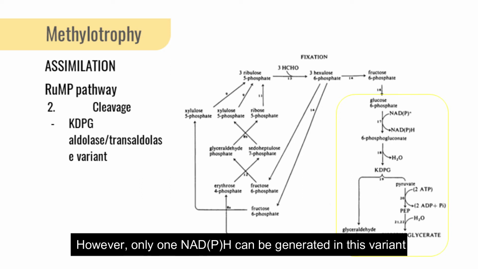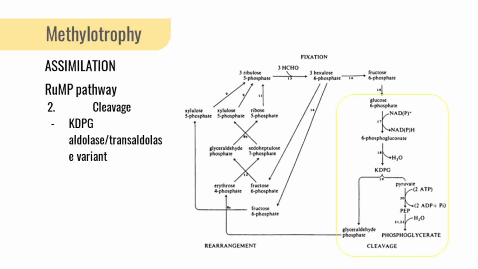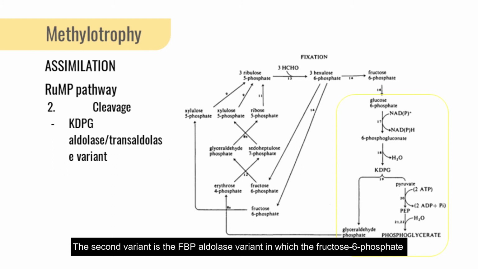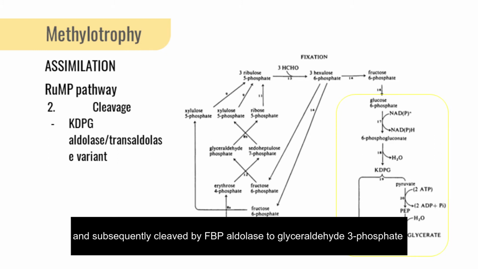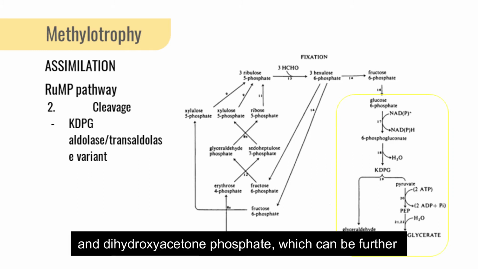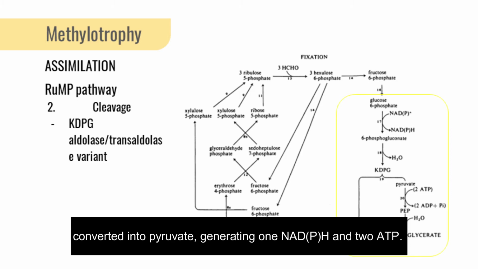However, only one NADPH can be generated in this variant. The second variant is the fructose bisphosphate aldolase variant or the FBP aldolase variant, in which the fructose 6-phosphate is converted into fructose 1,6-bisphosphate and subsequently cleaved by FBP aldolase to glyceraldehyde 3-phosphate and dihydroxyacetone phosphate, which can be further converted into pyruvate, generating 1 NADPH and 2 ATP.